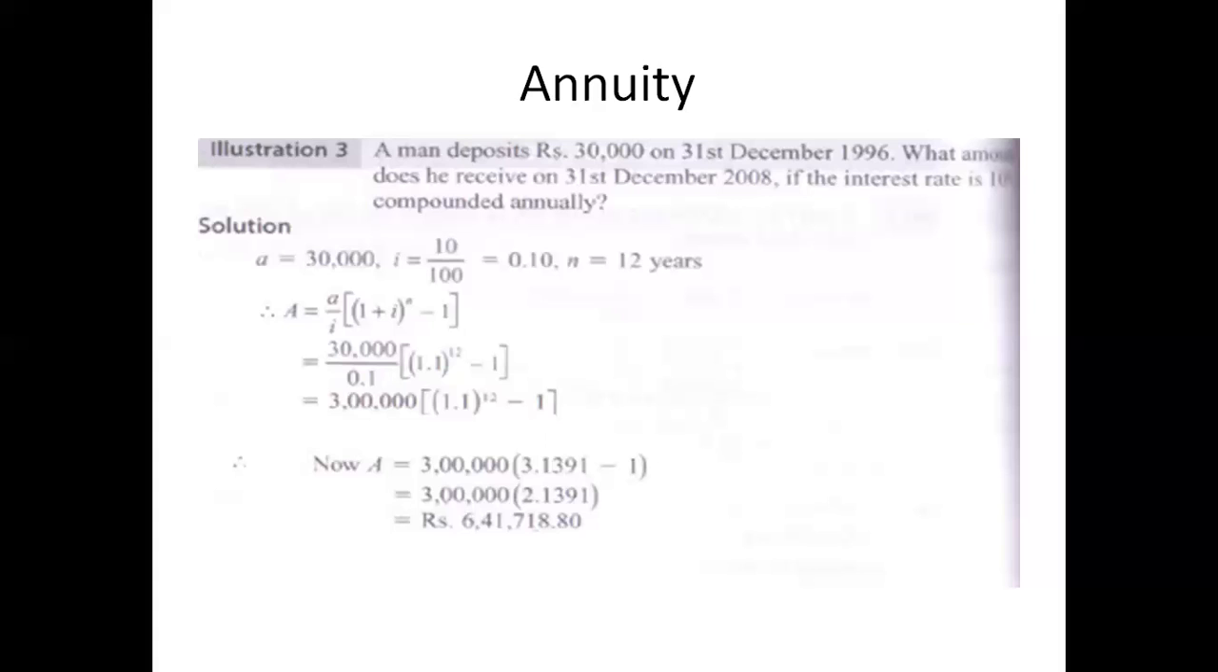1.1 to the power of 12 is 3.1384 or 3.1391, depending on whether you use logs or a direct calculator, minus 1. So the answer will be 2.1391 into 3 lakhs, or 6 lakhs 41,780. Remember, you may get slightly different answers depending on whether you use 3.13 or 3.1391, but that does not necessarily matter. This is all for the day. Thank you.